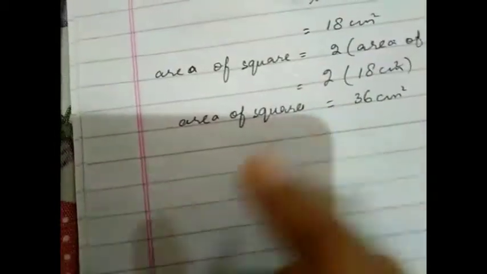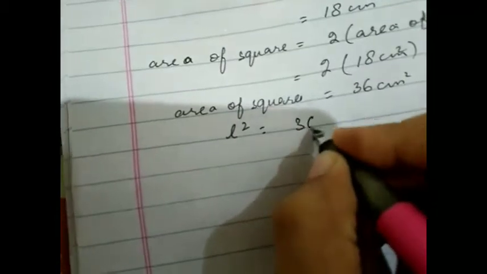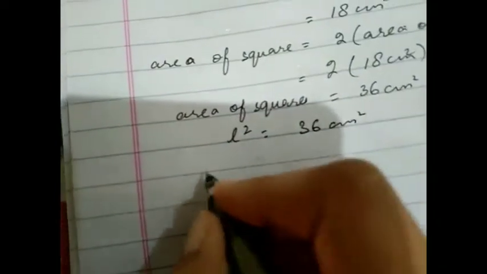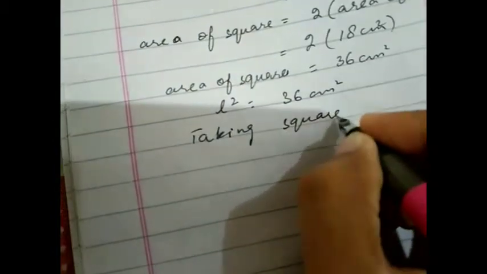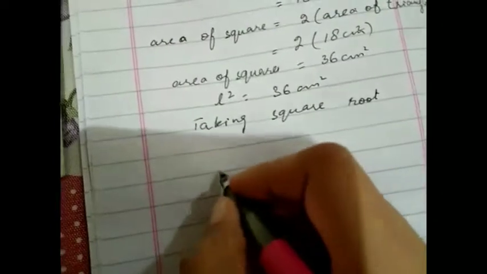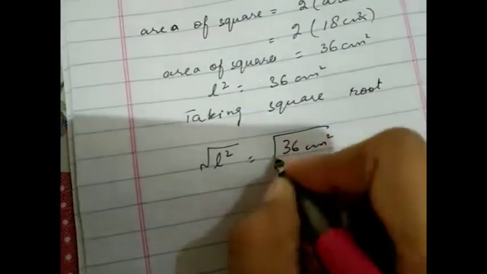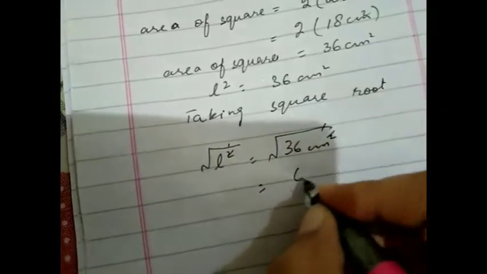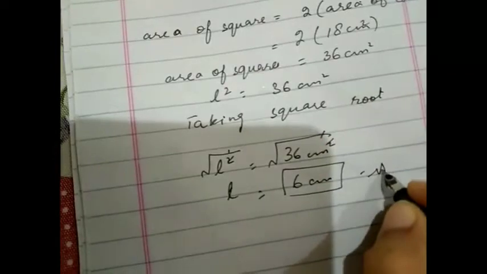Now we have to find the length of this square shape. To find the length, I will take the square root of this value. Taking square root, I will get L square and 36 centimeter square. The square root of 36 is 6 centimeters, so the length of the square is 6 centimeters.